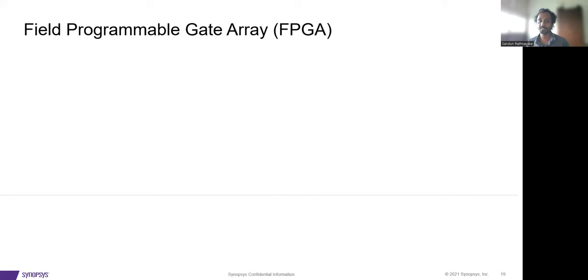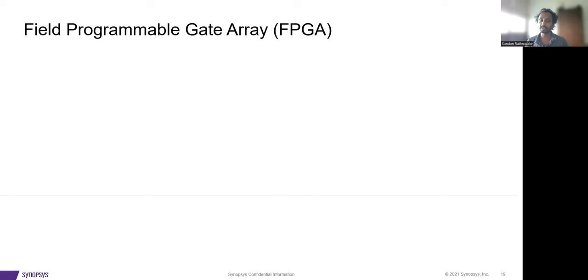FPGAs are another entry point for digital designing. We call this a field programmable gate array. The name field programmable means it's already manufactured. It's a development board. Once we get it, we can put our code there. It gets programmed in the field while using, which is why we call them field programmable gate arrays. So life is much easier.